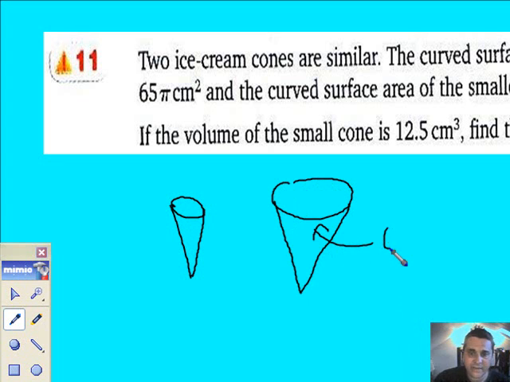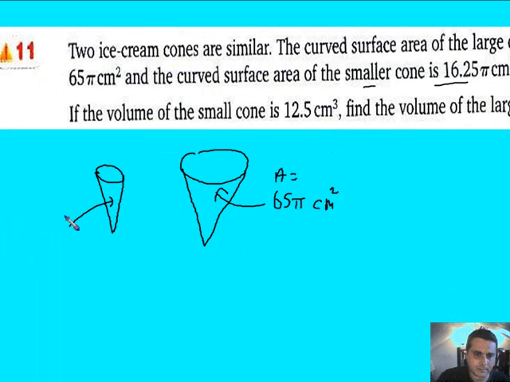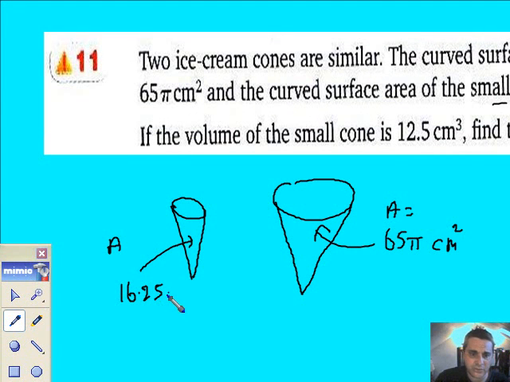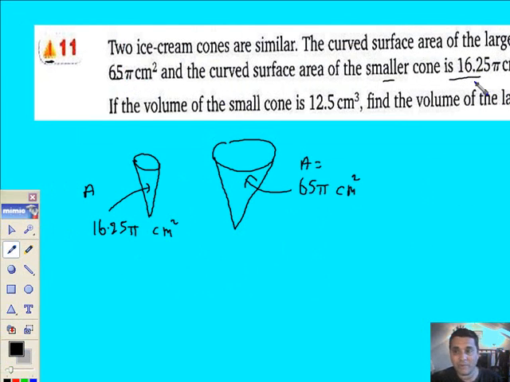So the curved surface area is 65 pi centimeters squared. So let's just say A equals, and the curved surface of the smaller one is 16.25 pi centimeters squared. Now please note, watch that you're given the areas in terms of pi. You don't have to multiply the 65 by 3.14, or the 16.25 by 3.14. That just makes the maths unnecessarily complicated.